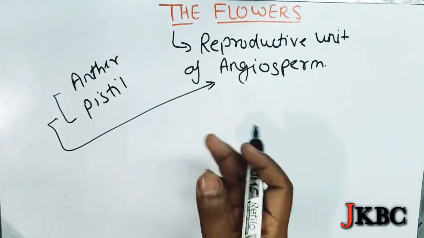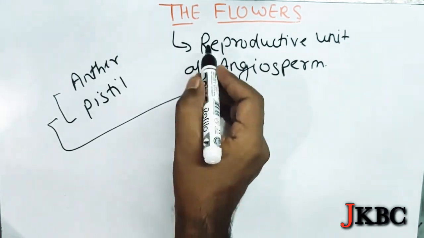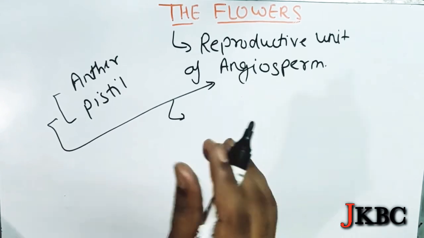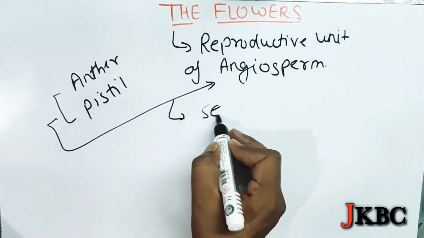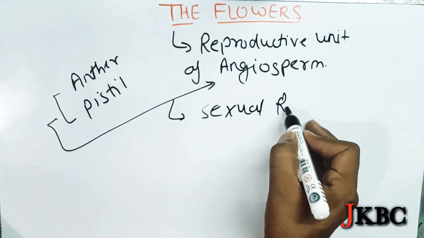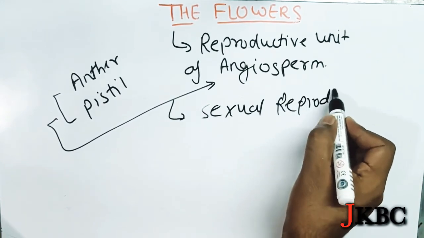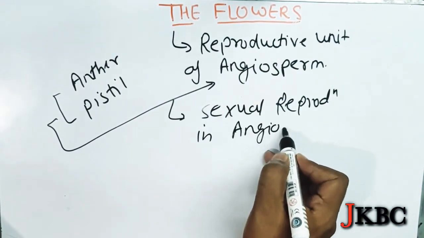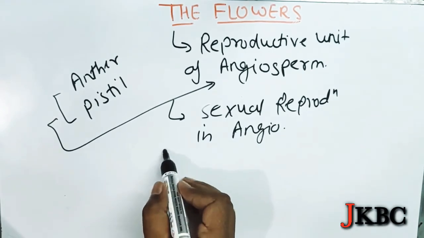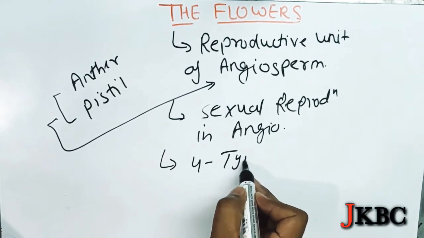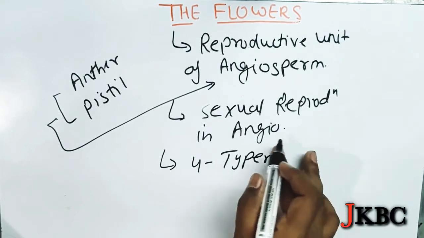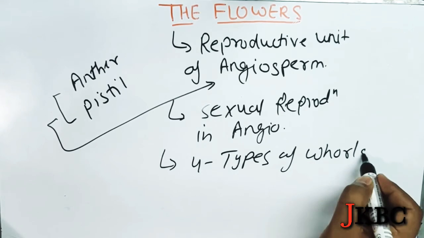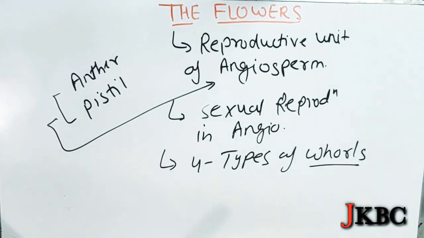Angiosperm, the basic unit, means the reproductive unit of angiosperms. It means the sexual reproduction in flowering plants. That's flowering plants, that is angiosperms. Basically, flowers have four types of whorls. What are the whorls?